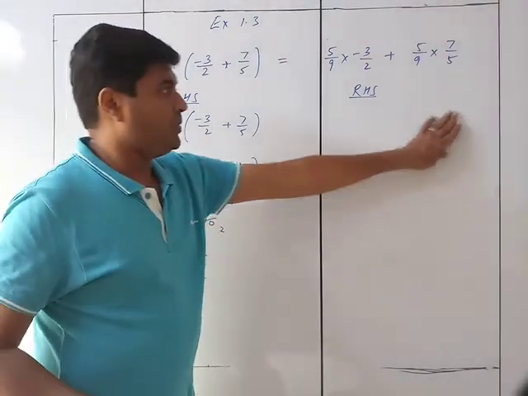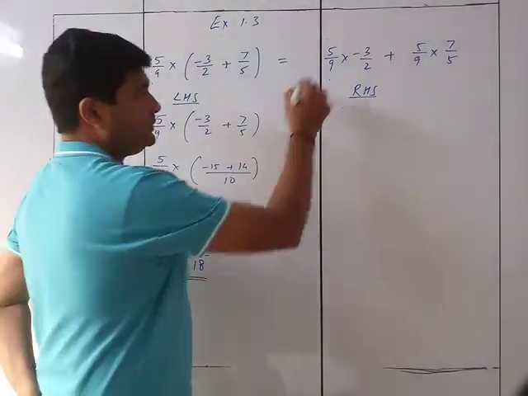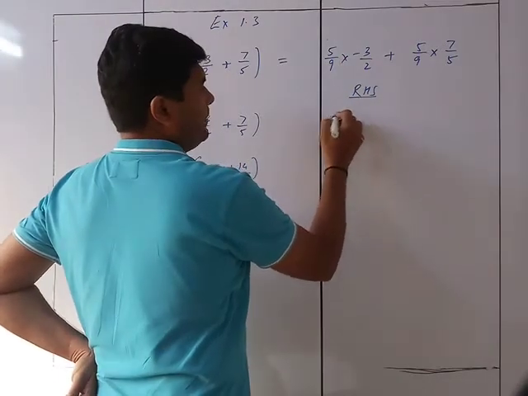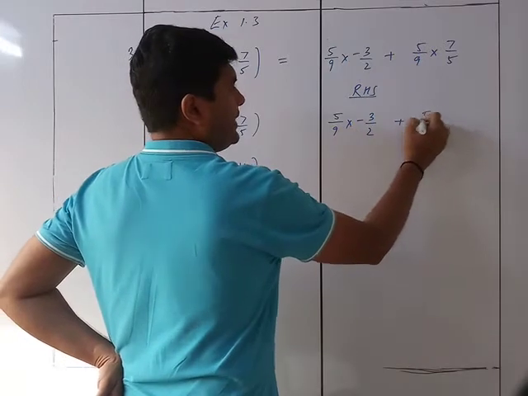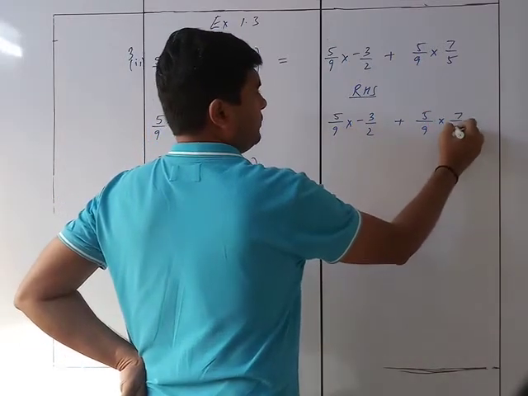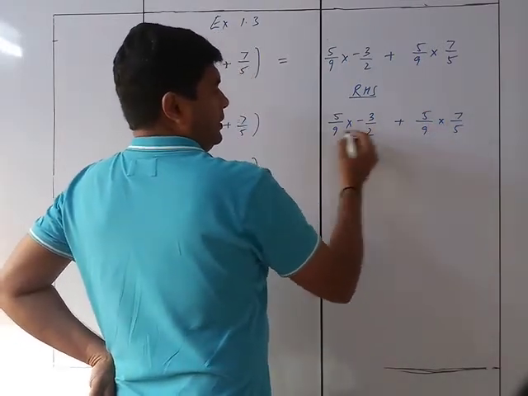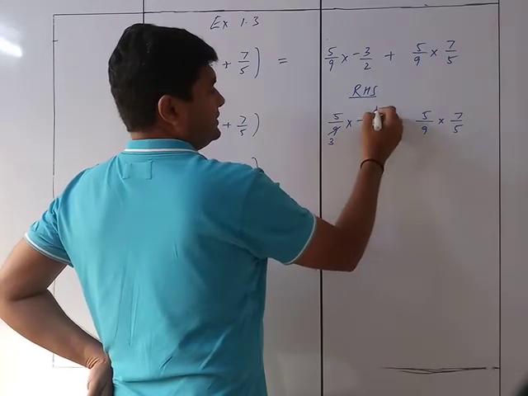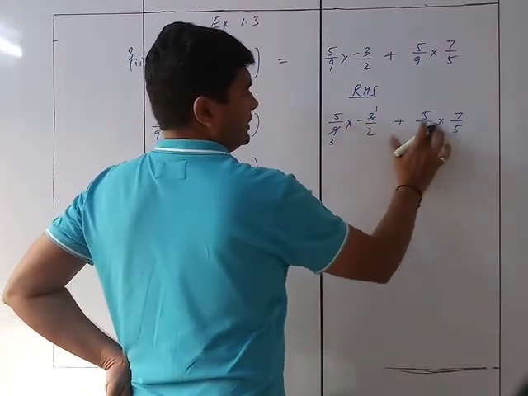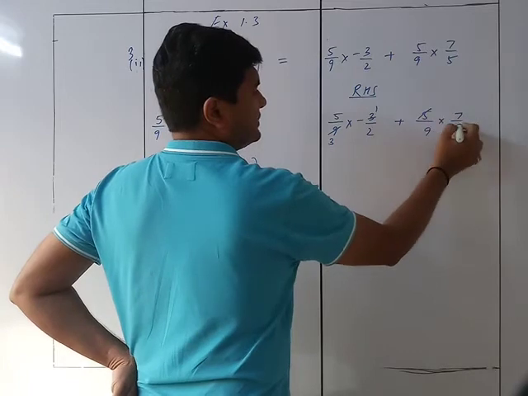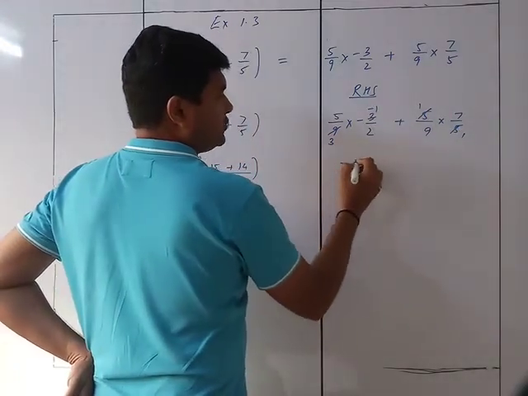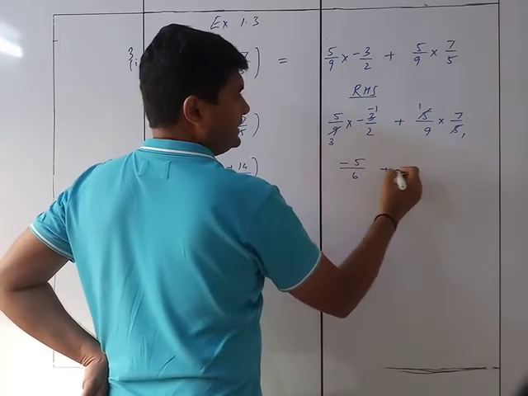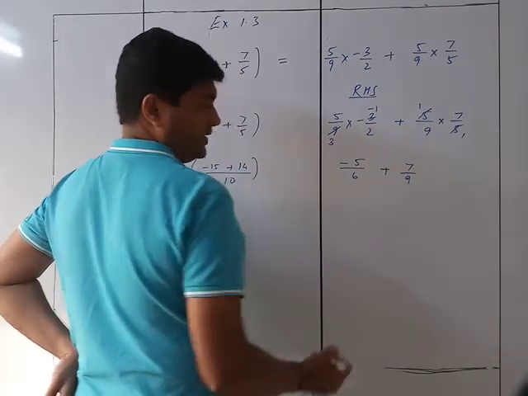So LHS will be minus 1 upon 18. Now RHS: it is 5 upon 9 into minus 3 upon 2, 5 upon 9 into 7 upon 5. This gets cancelled, 3 ones are, and this, sorry, this is not going to cancel. This 5 ones are, cancels. This will be minus 1. So it will be minus 5 upon 6 plus 7 upon 9.